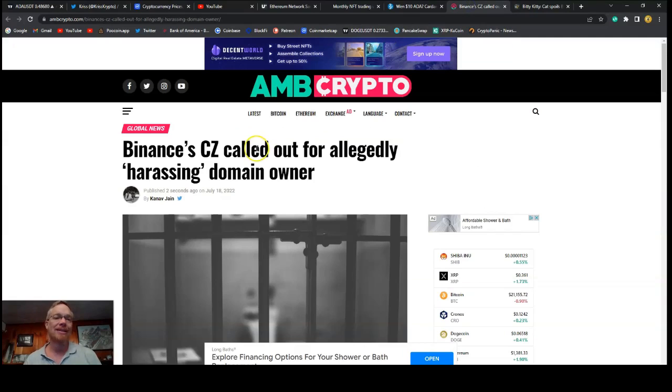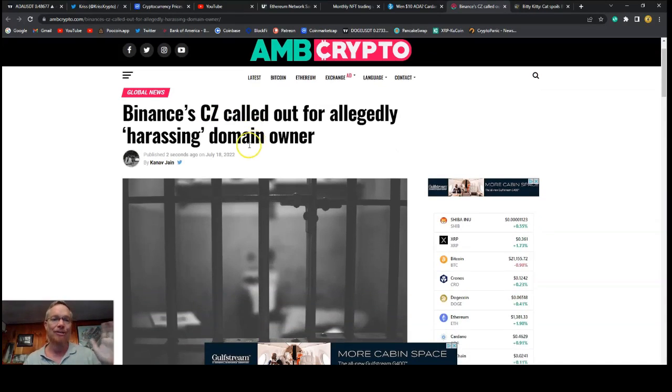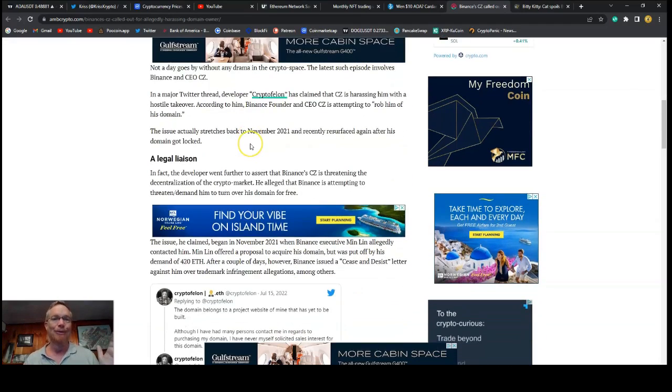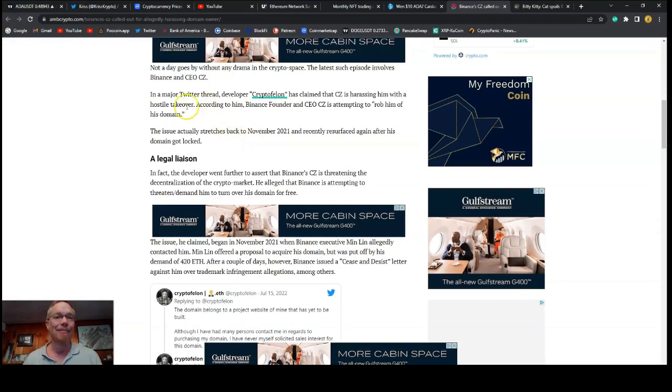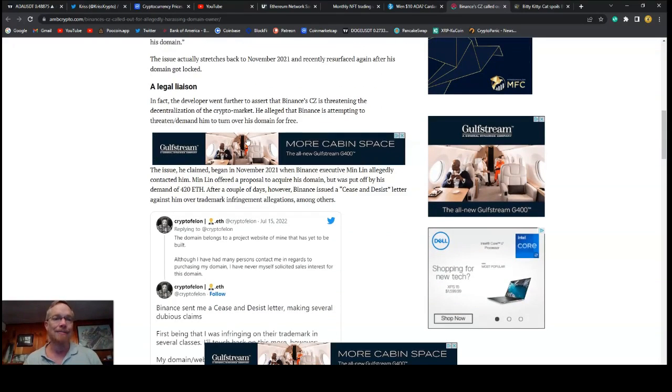Next story, this is Binance. Now, Binance's CZ, and I don't think CZ personally is involved in this, but Binance's CZ called out for allegedly harassing a domain name owner. So what is going on? In a major Twitter thread, developer CryptoFelon has claimed that CZ is harassing him with a hostile takeover. According to him, Binance founder and CEO CZ is attempting to rob him of his domain. The issue actually stretches back to November 2021 and recently surfaced again because his domain name got locked.